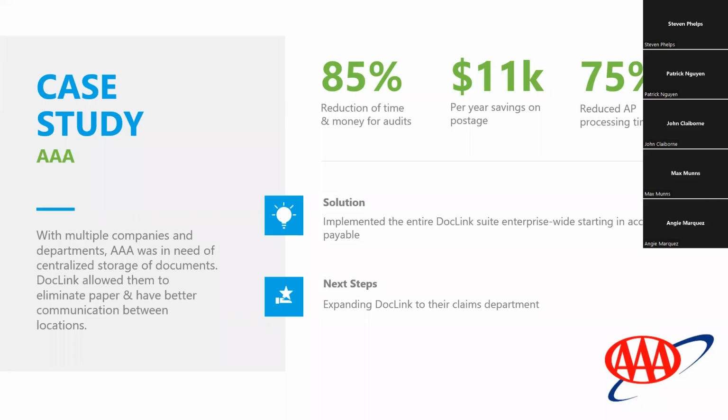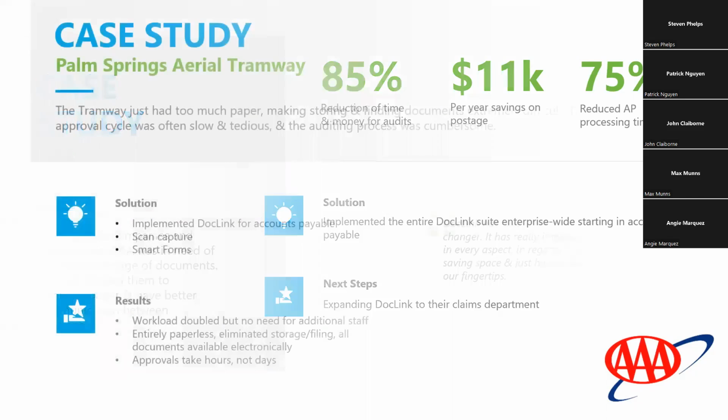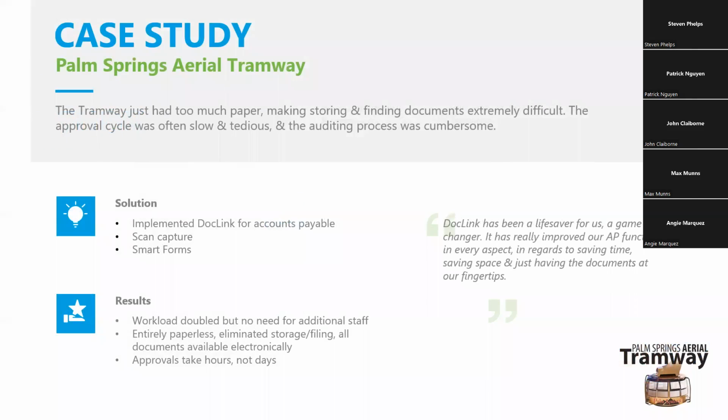So AAA's big need was approval, being able to take advantage of early payment discounts, and that ties in with approval, making sure invoices are approved on time, and then also expense reports. So that's how they implemented DocLink. Another organization is Palm Springs Aerial Tramway in California. They are a kind of tourist attraction where it takes you all the way up the mountain there in Palm Springs.